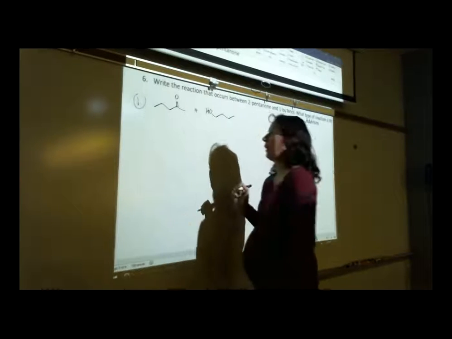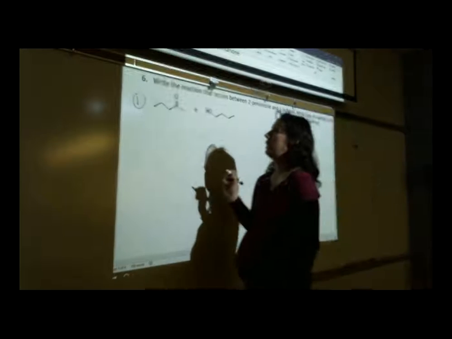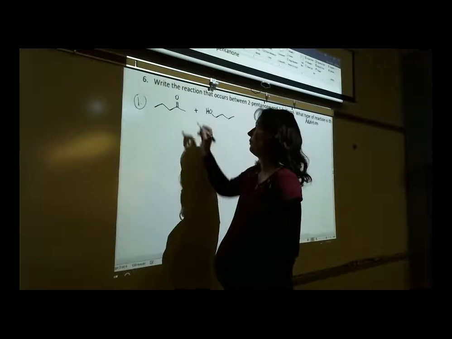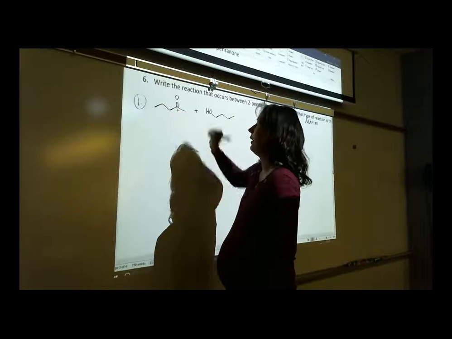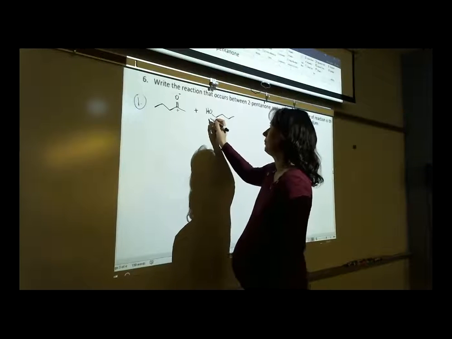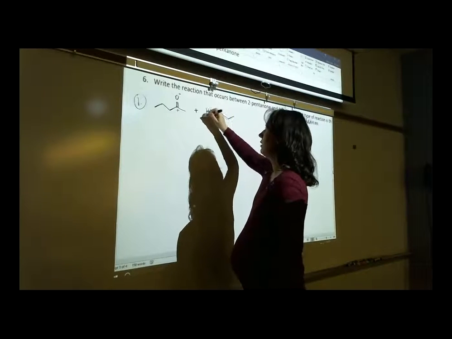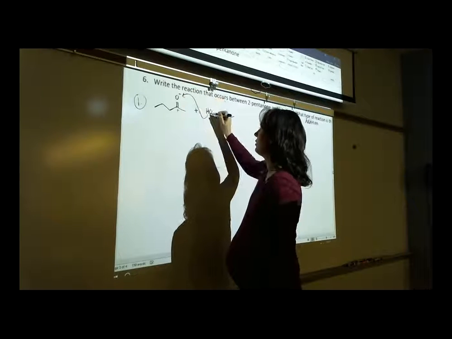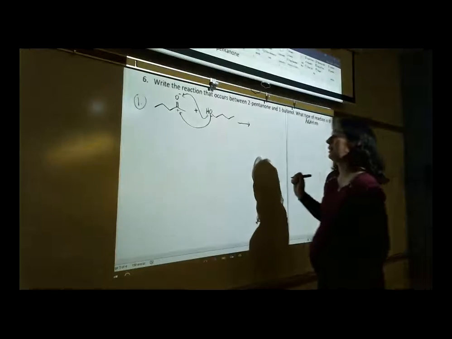Okay, let's identify the positive parts and the negative parts. On the carbonyl, where's the positive part? The carbon, and this is the negative, right? And then where's the positive part here? The hydrogen, and the negative is on the oxygen, right? So this goes here, this whole piece goes here, so this gives us our intermediate.